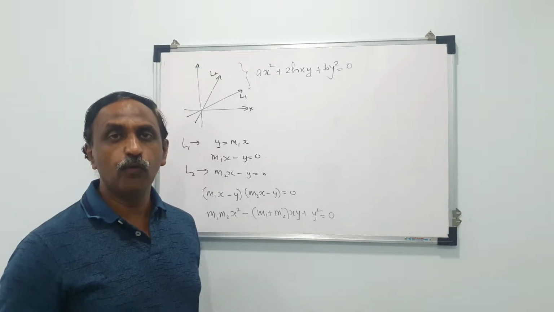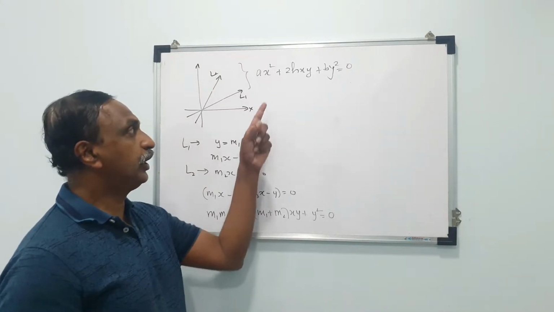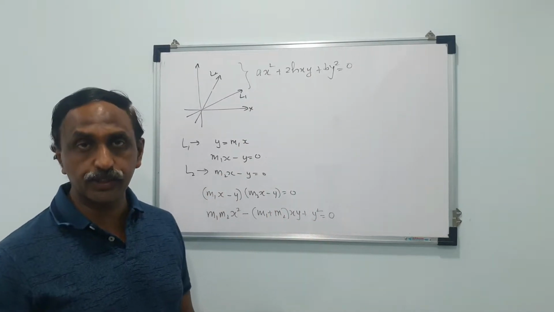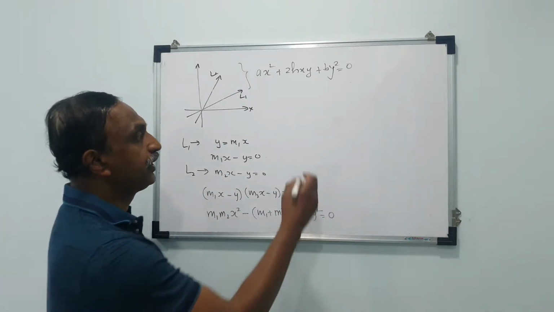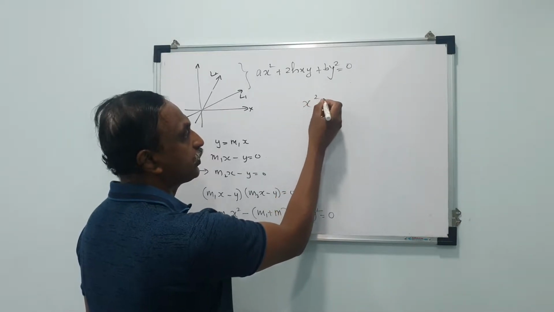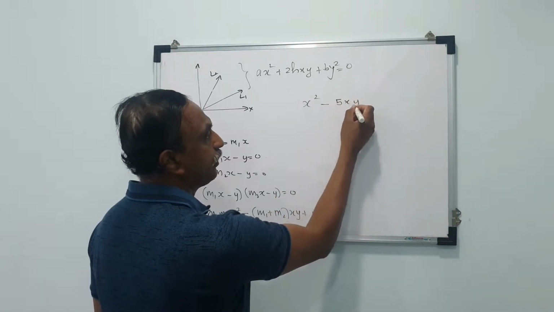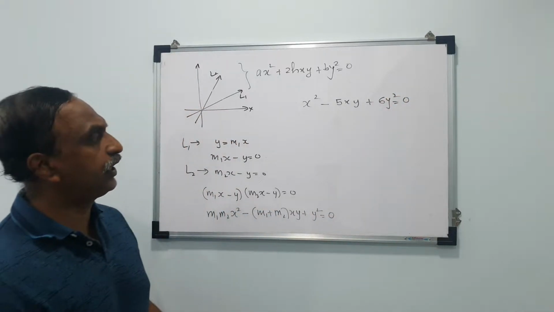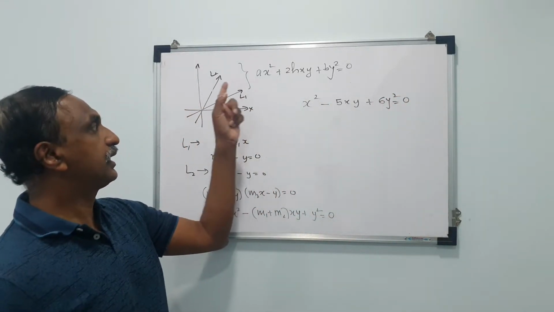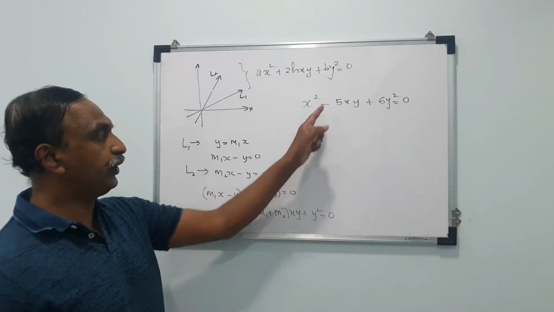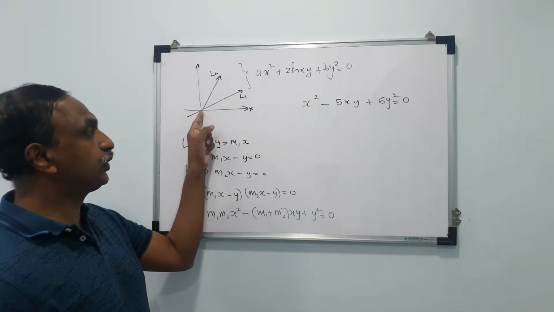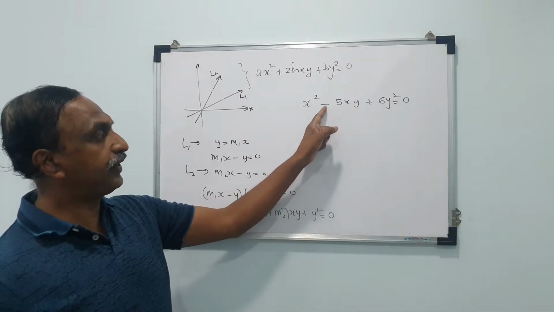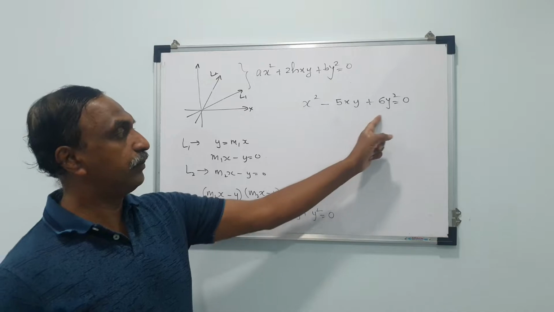In this lecture, we are going to find out, if a combined equation is given to you, how will you separate the equation? I'll give you an example. Suppose I have an equation x square minus 5xy plus 6y square equal to 0. I want to find out the separate equations represented by this equation. We know that this represents two lines passing through the origin. What are their separate equations? You have noticed that the sum is 5 and the product should be 6.